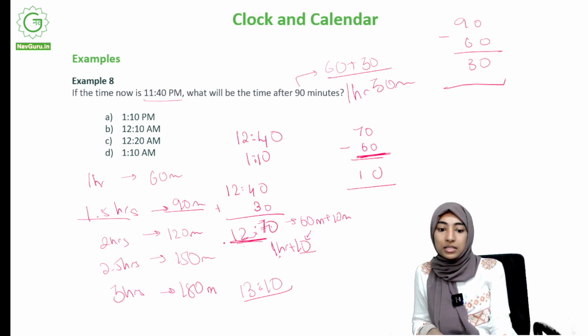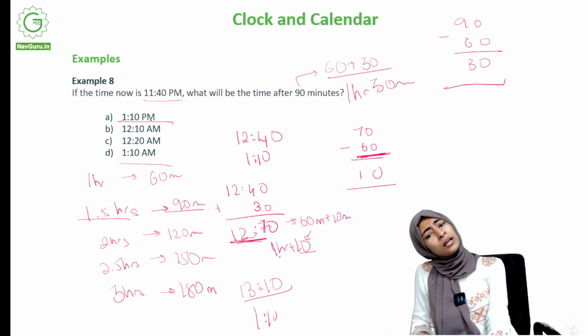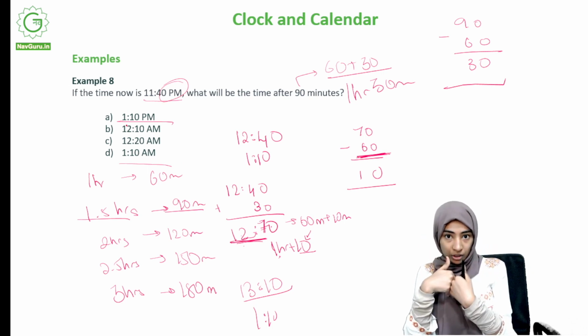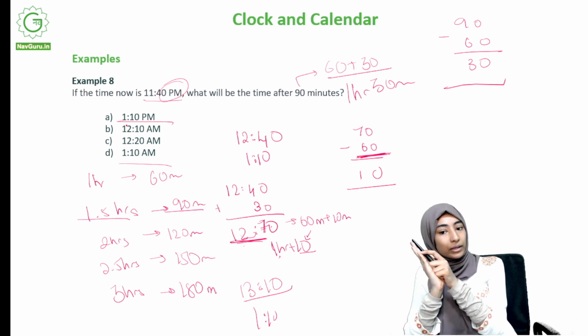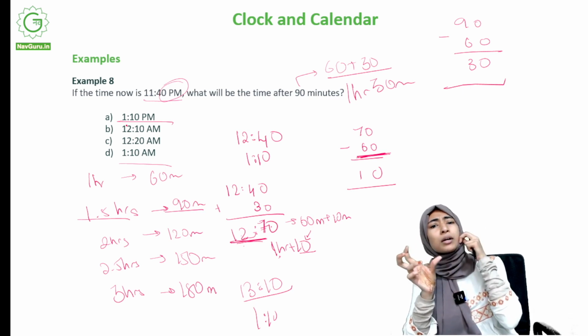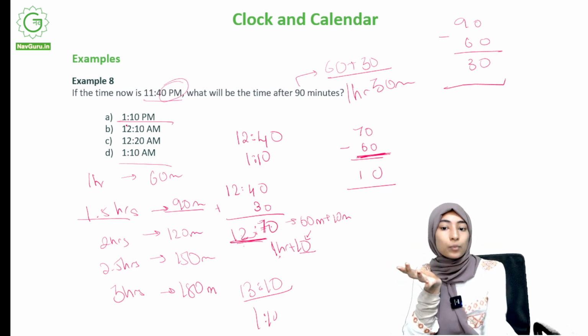But now the problem is, basically this is 1:10, okay? But you have 1:10 p.m. You also have 1:10 a.m. Which one will it be? Just use your common sense. 11:40 p.m. is night, right? So after 11:40 p.m., after 12 p.m. night, what happened? So, okay, after 11:40 p.m., when it becomes 12, does it become 12 a.m. or p.m.? It becomes 12 a.m., right? At night, we say the time is 12 a.m., right?